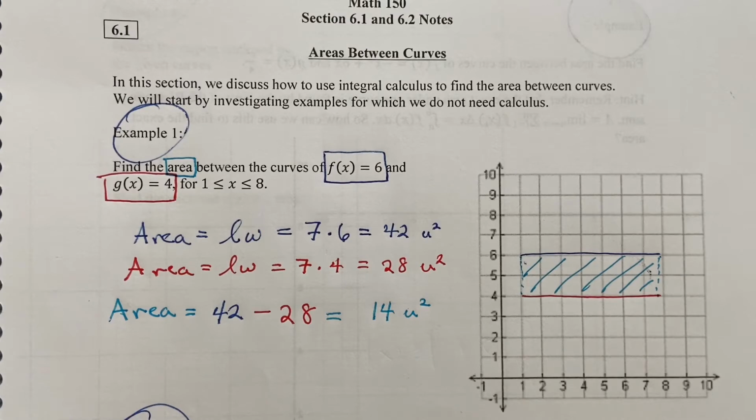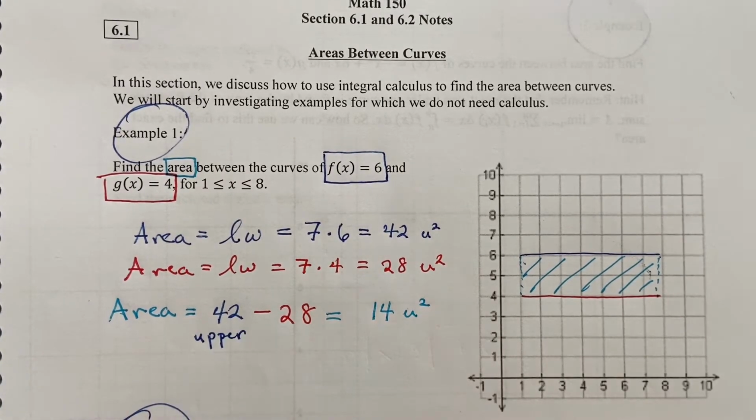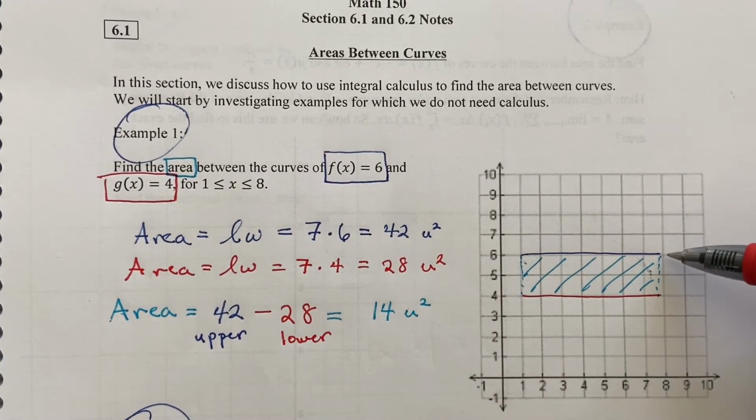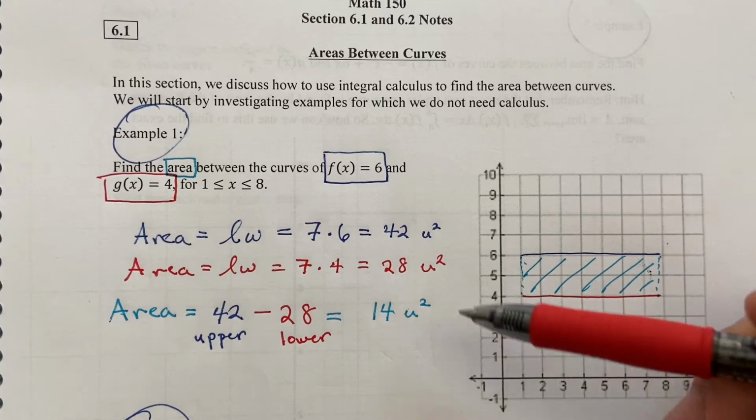So what I did was I took the upper and subtracted the lower, meaning this is our function above and this is our function below within this interval. I took the upper minus the lower and I got the actual area.